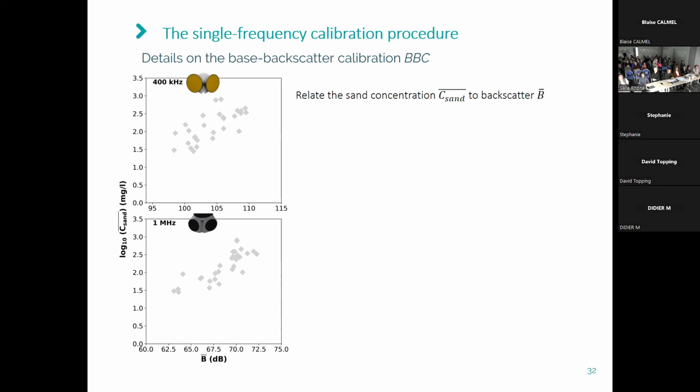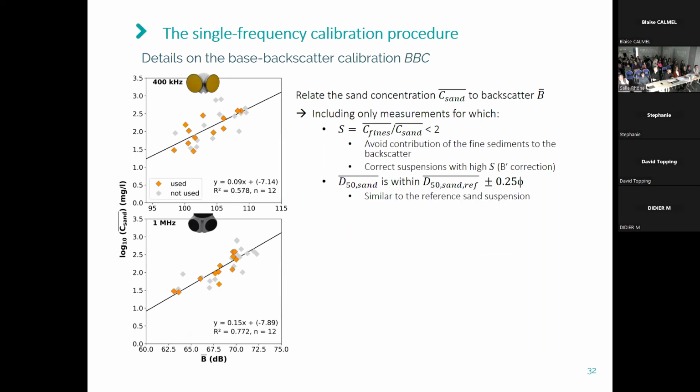However, not all of the measurements are used, because we want to only include measurements where the S, that's the ratio between the fine sediment concentration and the sand concentration, is lower than 2, because we want to avoid the fine sediments contributing to the backscatter. For suspensions with relatively high S, there's also a B prime, called backscatter correction, which I'm not presenting here. Moreover, we use here the reference sand suspension, so we only include measurements where our grain size is close to the grain size of the reference suspension for these BBC relations.